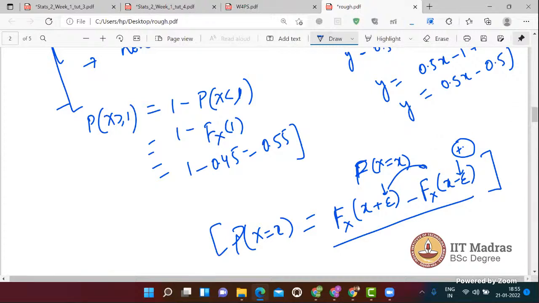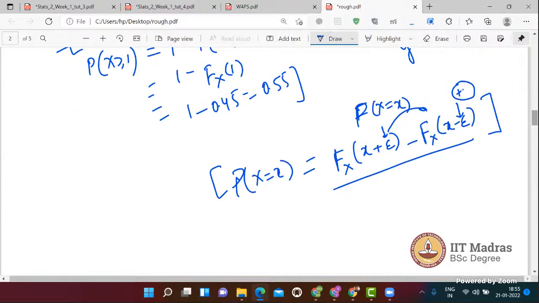Yeah, you can write it in the form of notation, but it's always 0 for continuous variables because there are n number of ranges, so for each point the value would be 0.